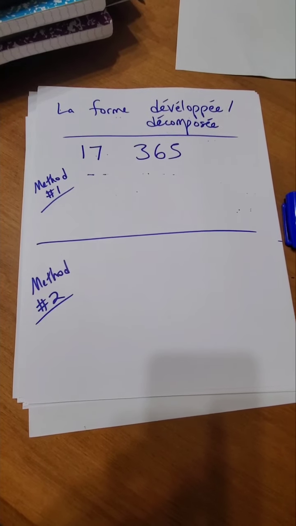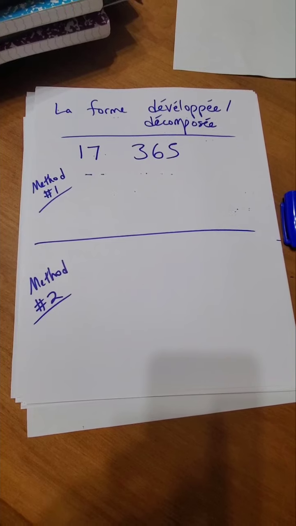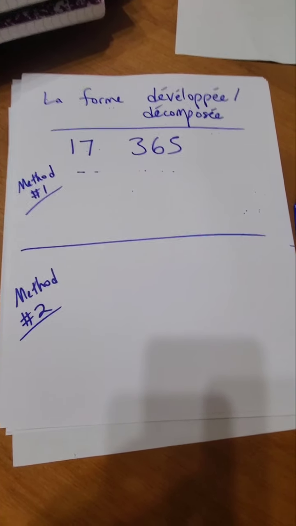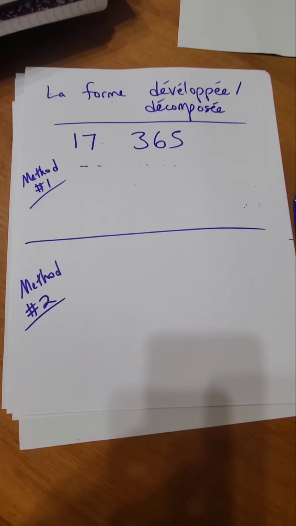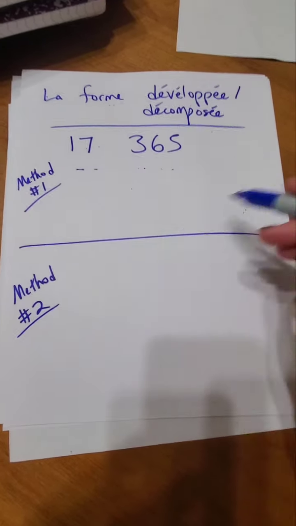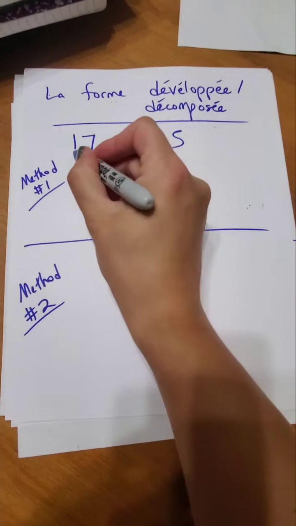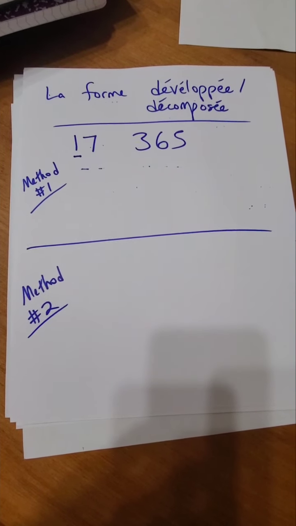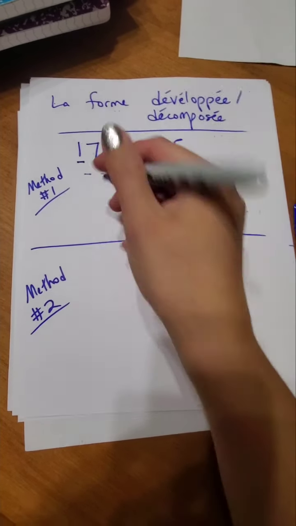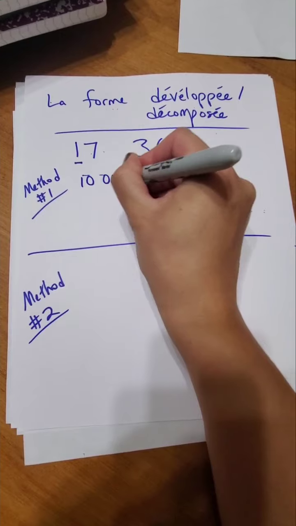17,365, or in English, 17,365. So what we want to do is take each digit and say what it actually means. And then altogether, that equals this big number. So first of all, I'm going to look at the 1. That's a 1 in the 10,000ths place. So that means it's just 10,000.